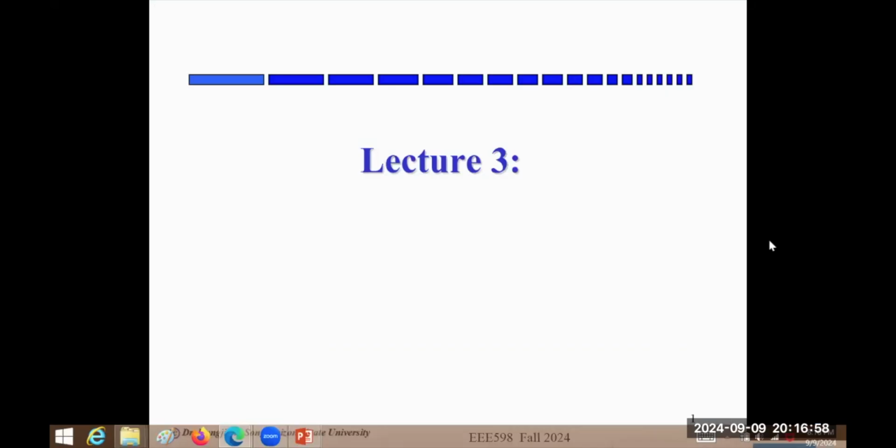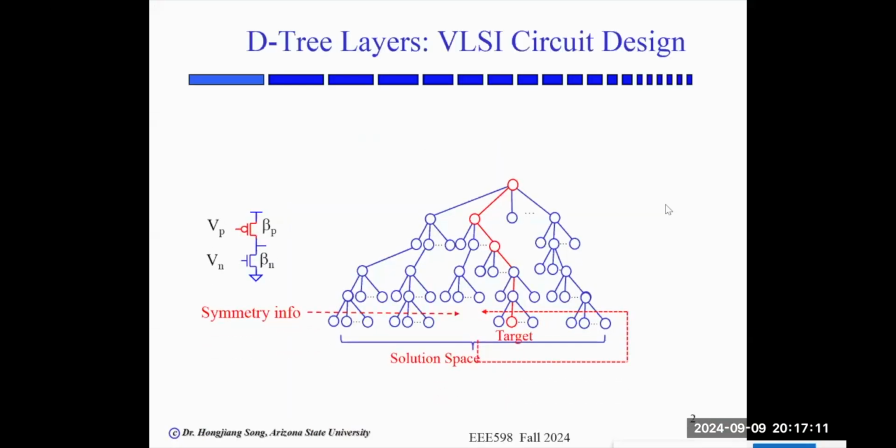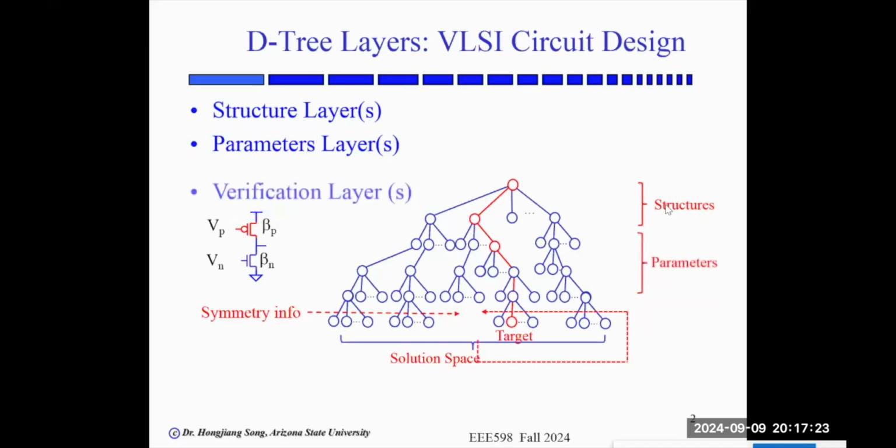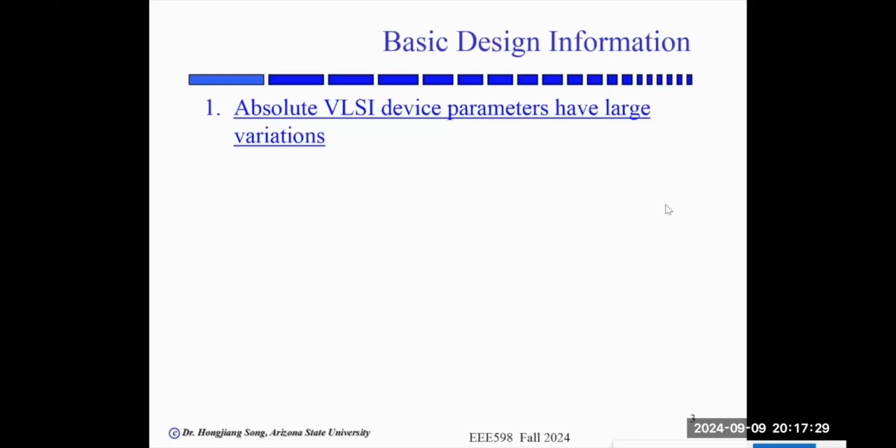In this lecture, we're going to go through decision tree training for the verification layers. For VLSI design, we'll have basically 3 layers: the struct layer, parameter layer or layers, and also finally the verification layer. There is some basic information that can be used to train the verification layer.